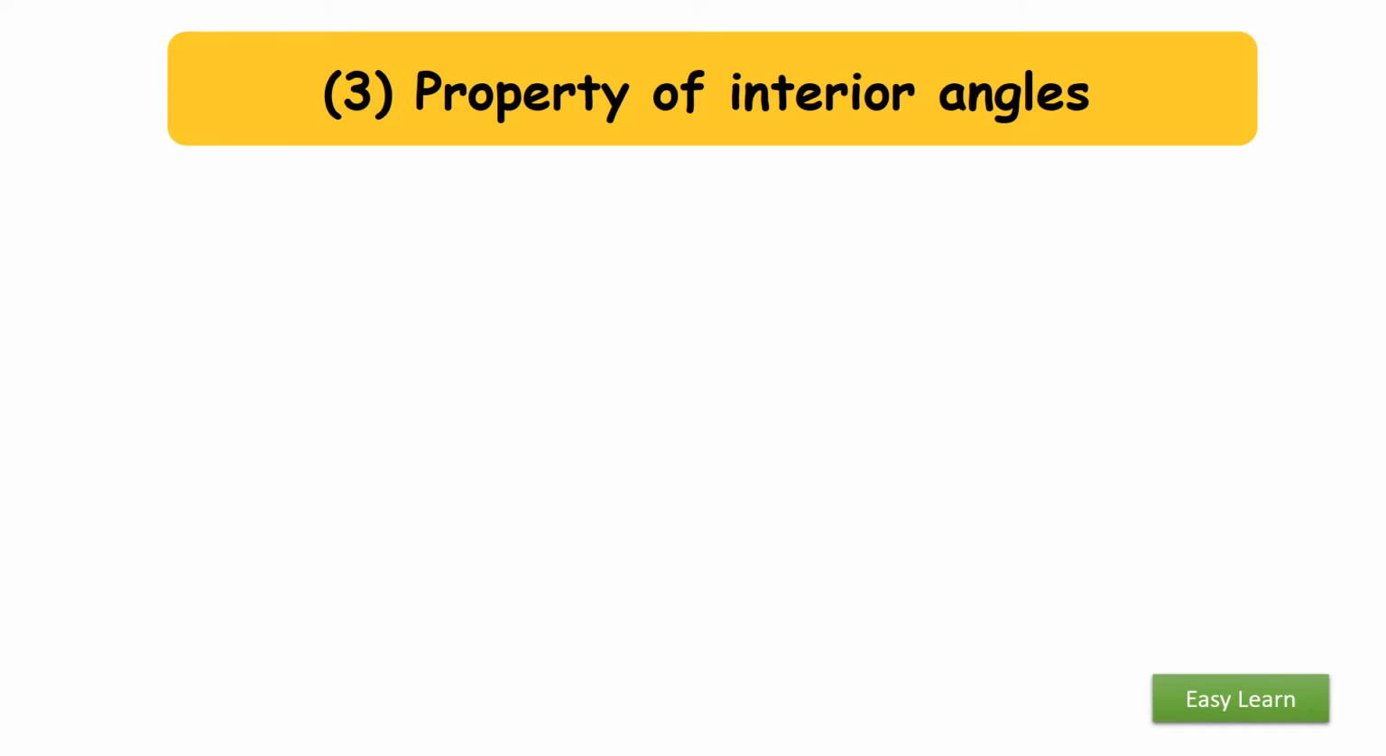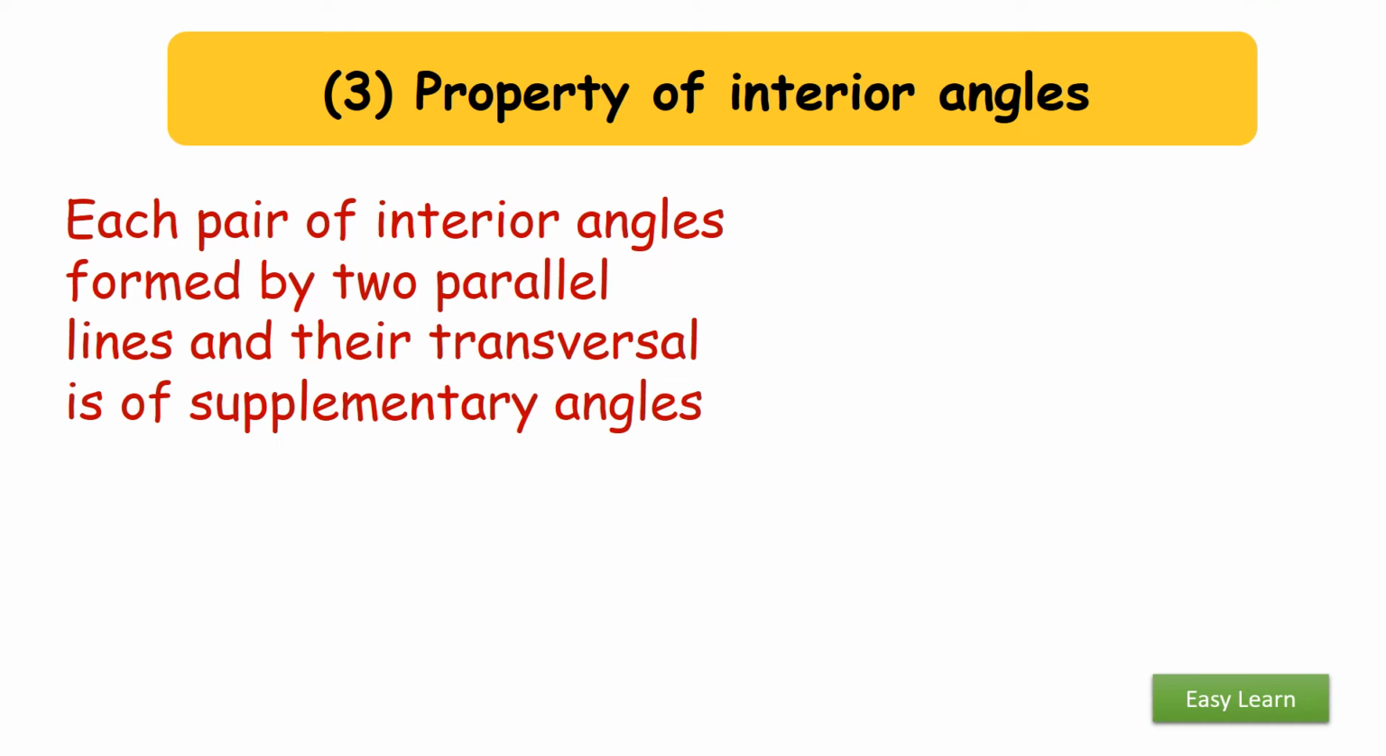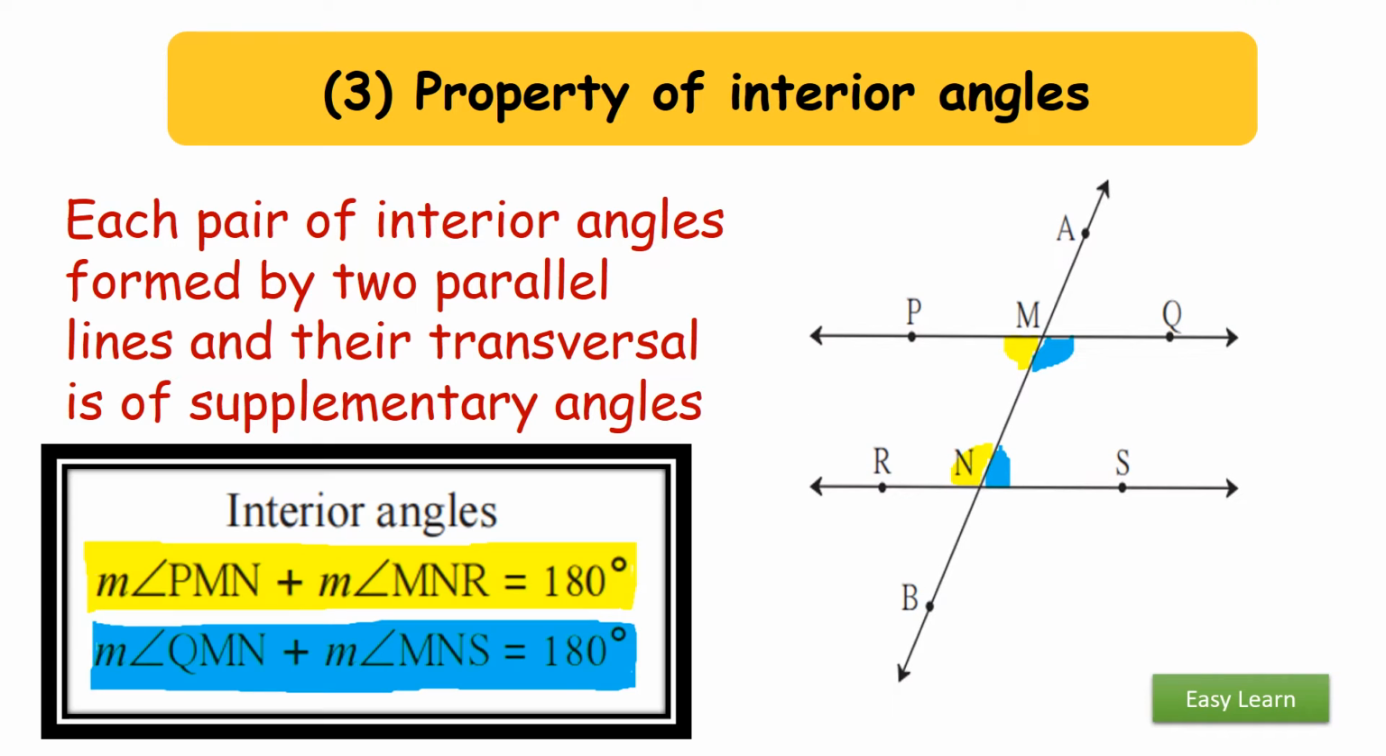Third, property of interior angles. Each pair of interior angles formed by two parallel lines and their transversal is of supplementary angles. Supplementary means 180 degree. So if you look into the diagram, the interior angles, measure angle PMN plus measure angle MNR is equal to 180 degree, and measure angle QMN plus measure angle MNS is equal to 180.